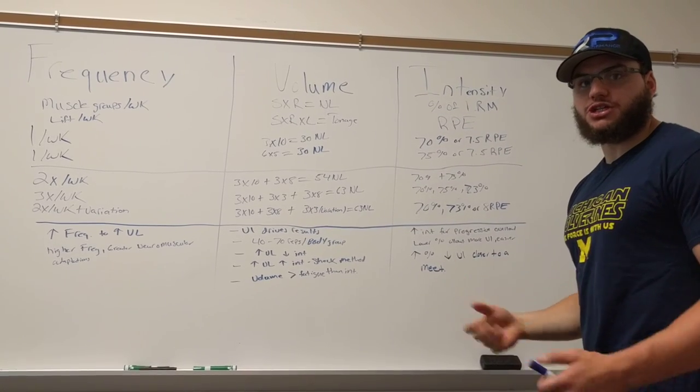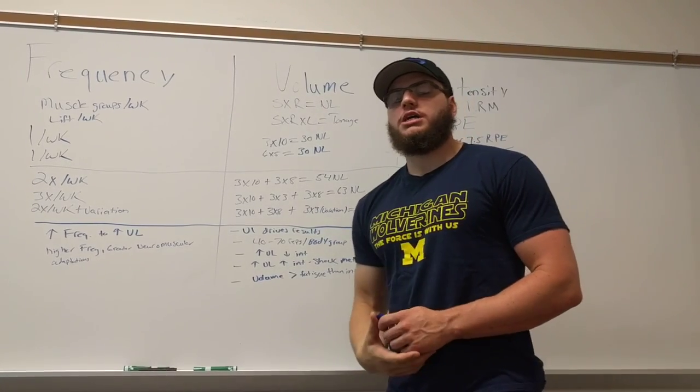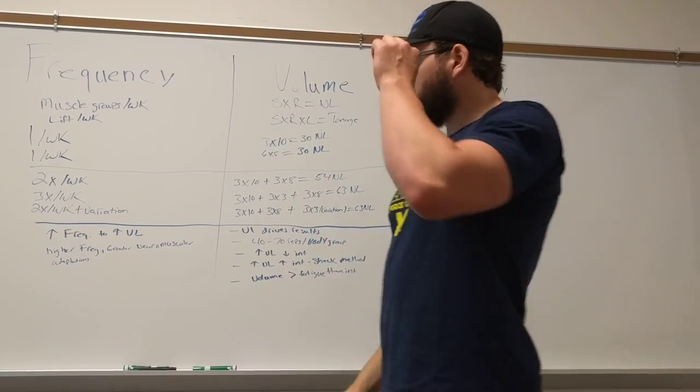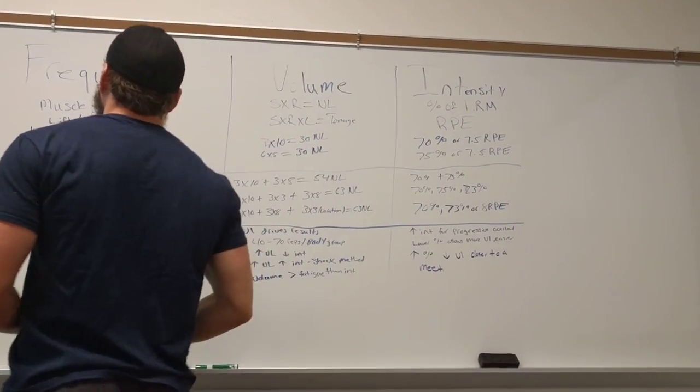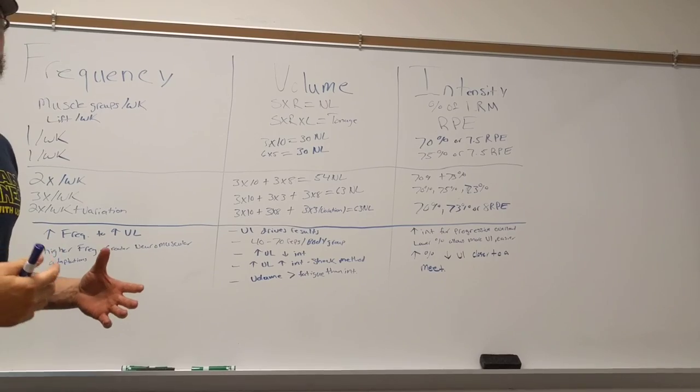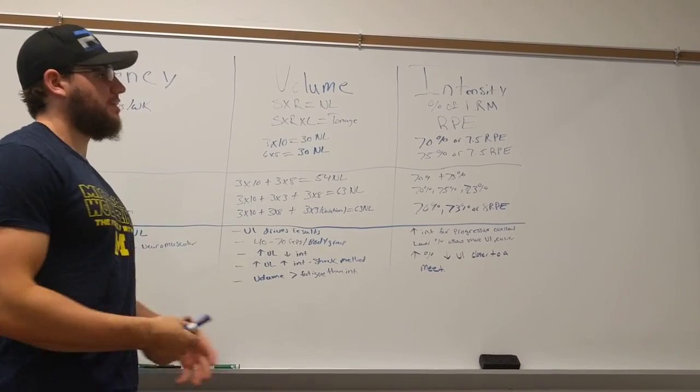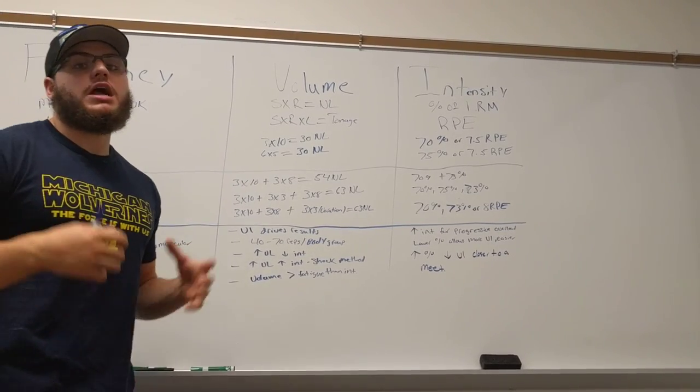And then we have intensity, which is our last variable we manipulate, and that's percentage of 1RM or RPE, rating of perceived exertion, which we talked about in our last video on training auto-regulation. So to start off, we're going to look at what the differences in frequency are and how it affects volume and intensity in their relationship and how we can manipulate these.